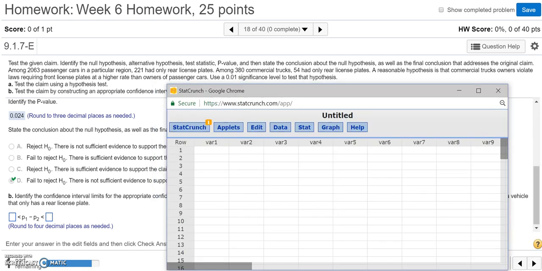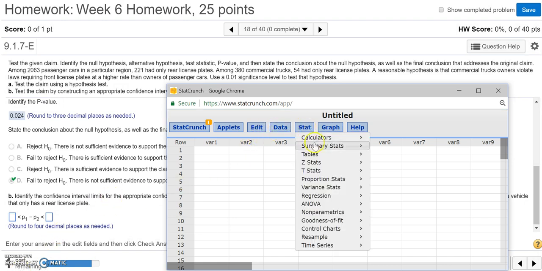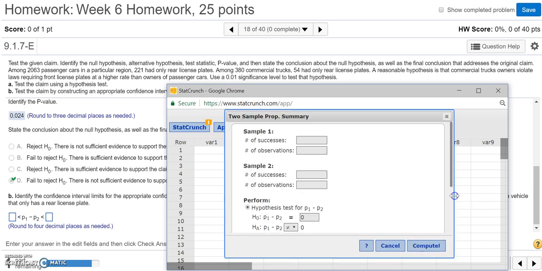Now if I come back to StatCrunch, I can go ahead and generate that 98% confidence interval with this information. So to do that, I'm going to go back to the Stat key. I'm going to go to Proportion Stats, and again I'm going to go to Two Sample with Summary. And I'm going to enter this information again. So this was 221 out of 2063 and 54 out of 380. Remember, this is the same information that we had before, just re-entering it again.